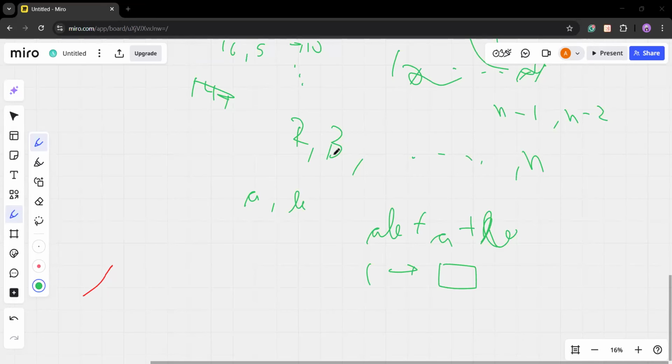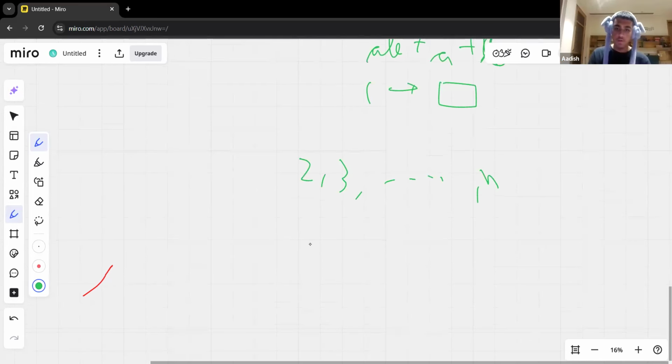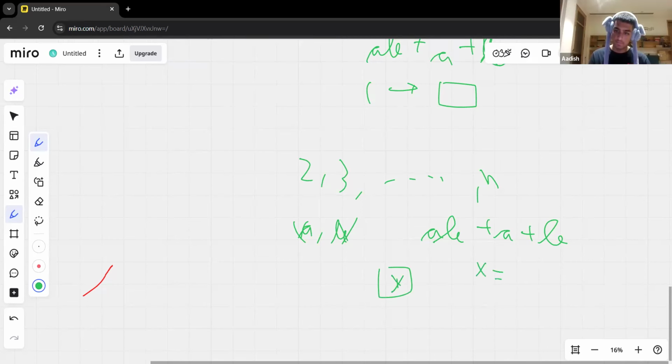Can you please repeat the question? Okay, so the numbers 2, 3, all the way up to n are written on the board. You pick two numbers A and B, you erase them, and you write AB plus A plus B on the board. Eventually, you'll be left with a single number on the board. What is it? I don't know why I excluded one, but it's fine.